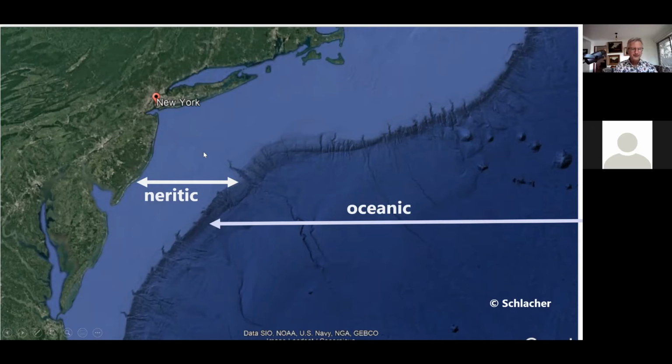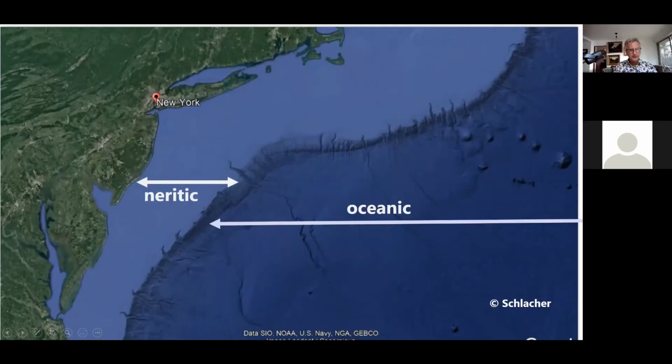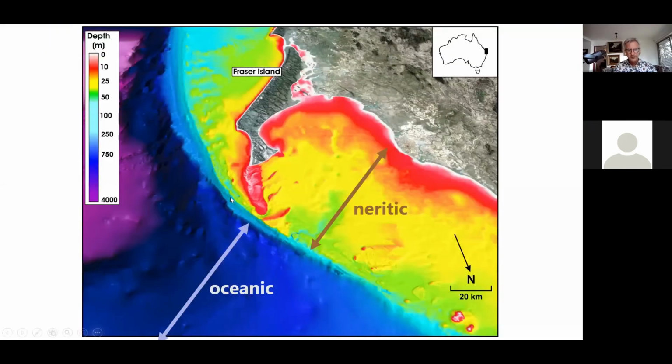Isn't that cool? Anyways. And we get the same, up further north, if you go off Fraser Island. Very, very sharp distinction. And of course, there's the city of Hervey Bay. It's not quite New York, but you get the same thing. And that's sort of a false color image. You get out to about 50 meters, and literally within half a nautical mile, you go all the way down to about 3,000 or 4,000 meters.